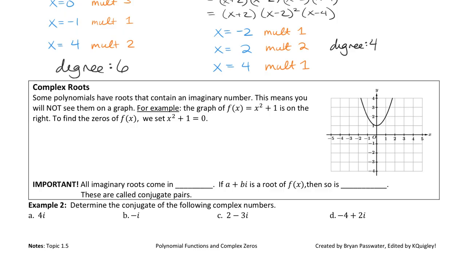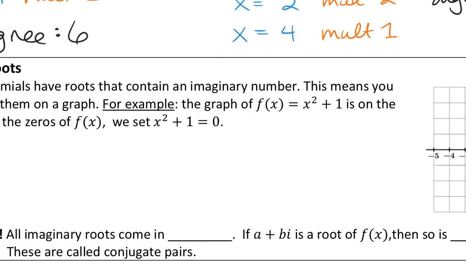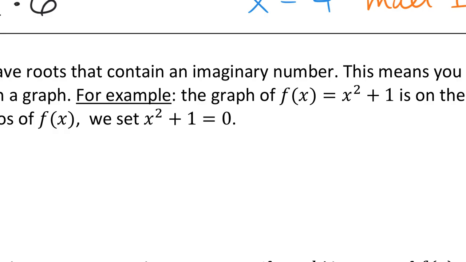You can't see them on the graph, so we can't just look and pick them up. You will have to solve for them. So this picture right here is of the quadratic x squared plus 1. What we're going to do is set x squared plus 1 equal to 0 and solve for x to find its solutions. To do this, we would subtract 1 from both sides. We get x squared equal to negative 1.